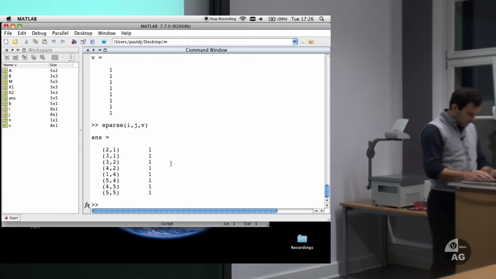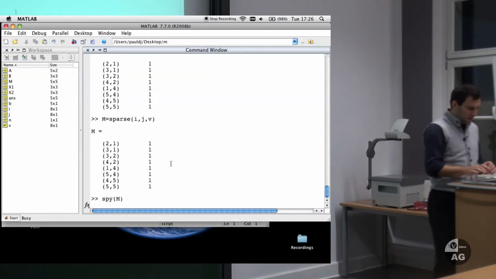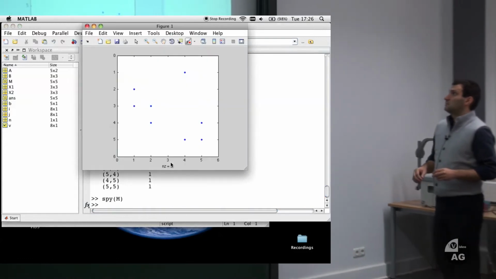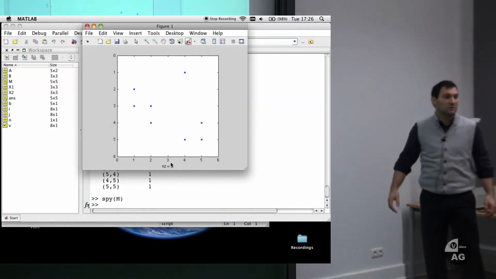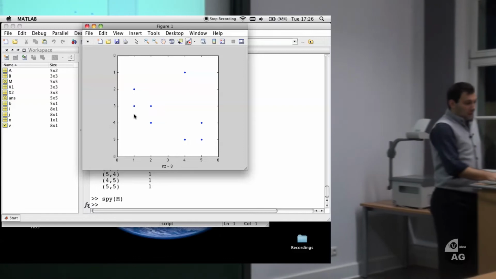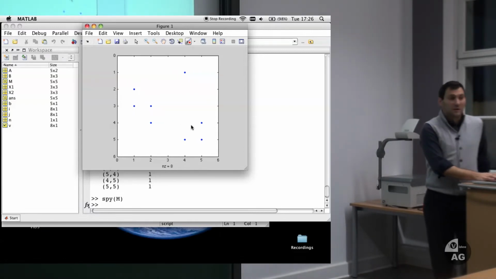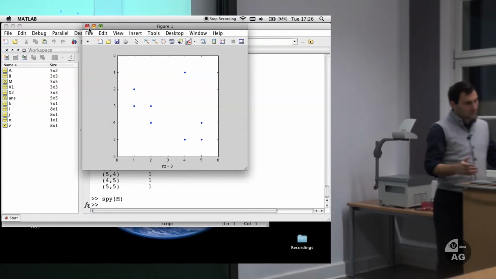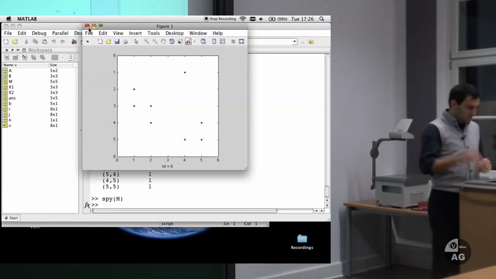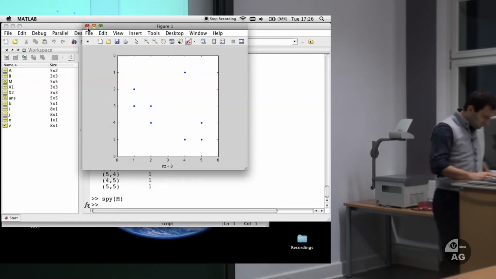Just for you to see, spy is a convenient way of visualizing a sparse matrix. It plots the pattern of the non-zero entries. There is a lot you can do with sparse matrices, just go through the documentation.